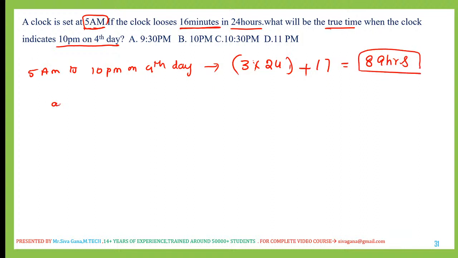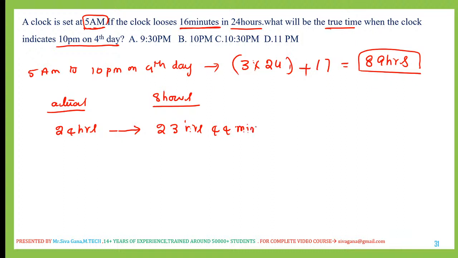Now I am writing actual and shows. The clock loses 16 minutes in 24 hours. Actual completed is 24 hours, but it is showing 23 hours 44 minutes, because 60 minus 16 is 44 minutes. It is losing 16 minutes.